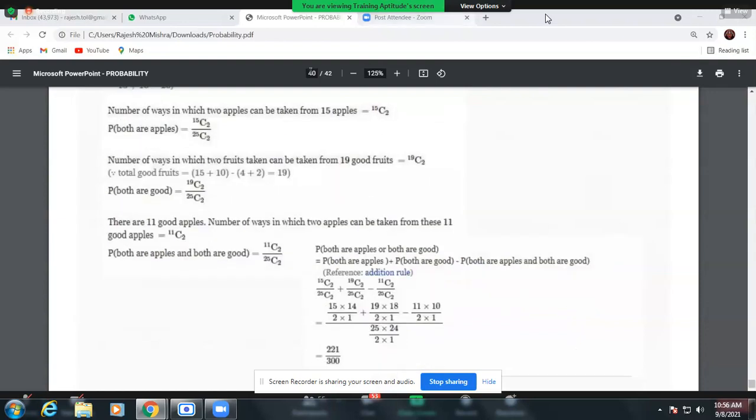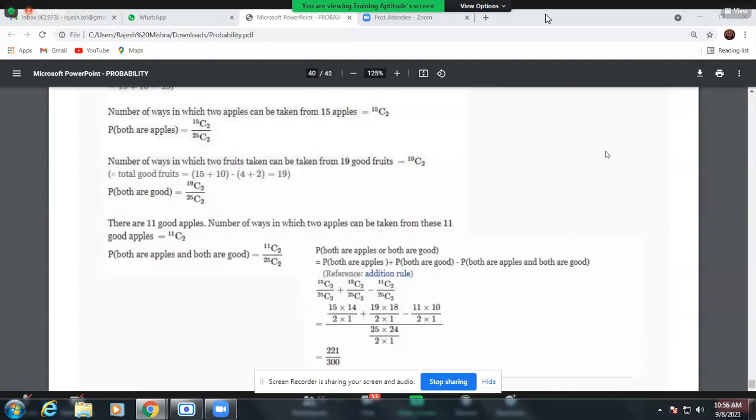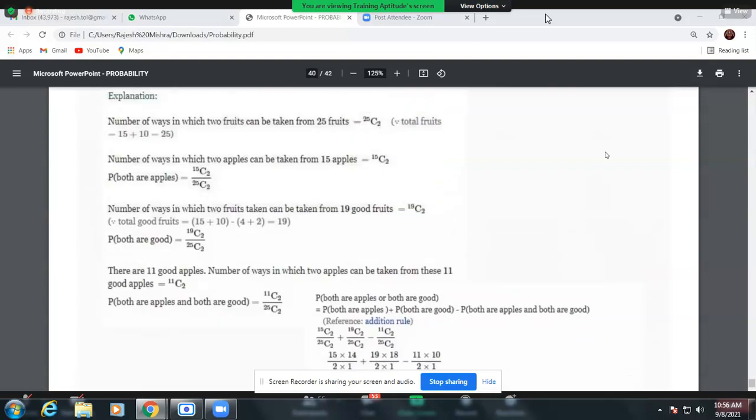आप समझ पा रहे हैं इस बात को? Are you getting the logic, students? Yes, sir.